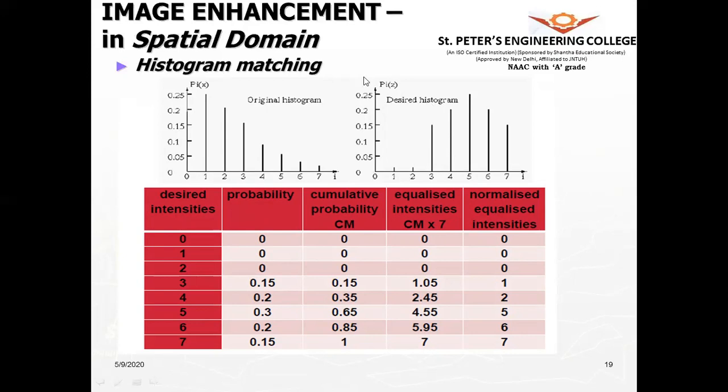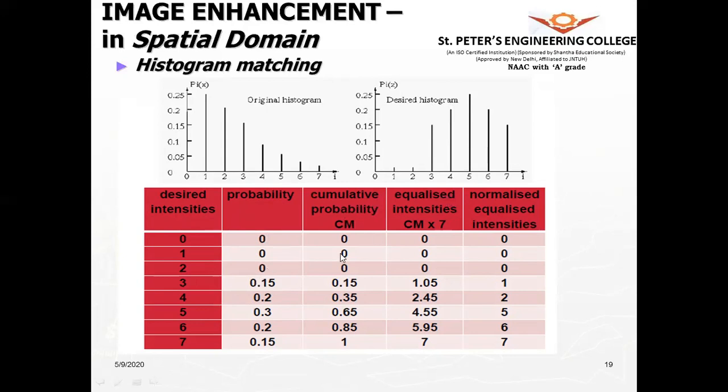For 0, there is nothing. For intensity 1, there is nothing. For 2, nothing. For 3, it is having 0.15. And for intensity value 4, it is having 0.2 and so on. So we find the probability from this, and therefore we have got the desired intensities and their probability.